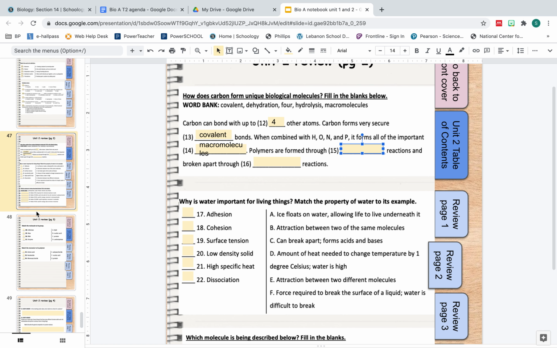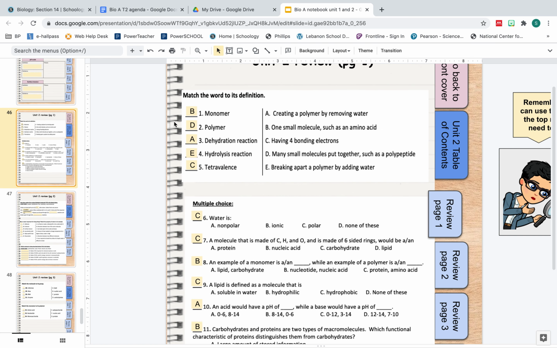Polymers are formed through, we literally just answered this. Go back here. Create a polymer by removing water is dehydration.